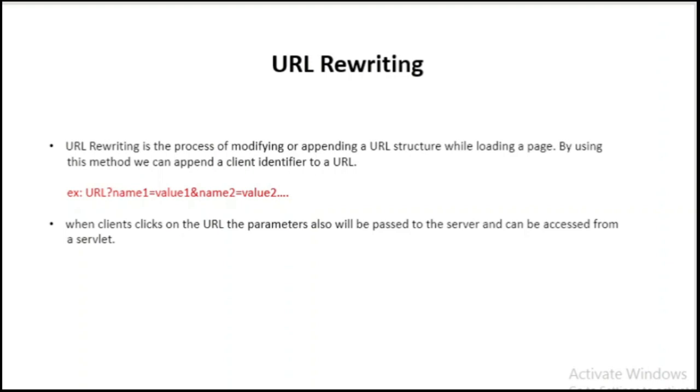So according to this given example, we can see that the URL has been separated from the name and values using the question mark, and also the name and value pairs have been separated using the equal sign. Next, in the second point, it says that when a client clicks on the URL, the parameters will also be passed to the server and can be accessed from the servlet.